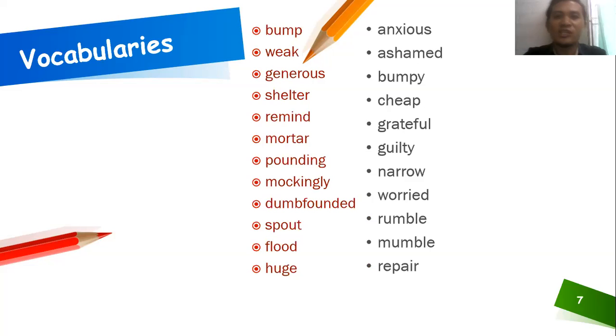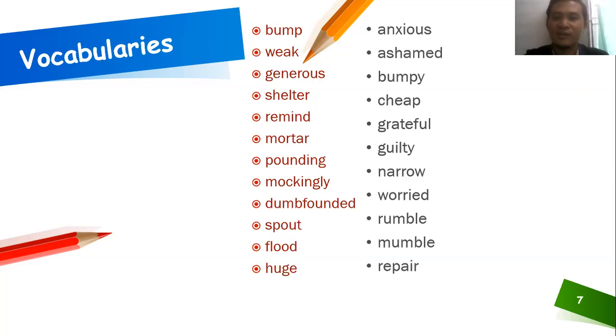And the next is generous. Do you know what generous means? If in your village, for example, there is a rich man, and he gives so much charity to other poor people, it means he is a generous person. What does generous mean? Dermawan, sir. Dermawan, very good. That's right.